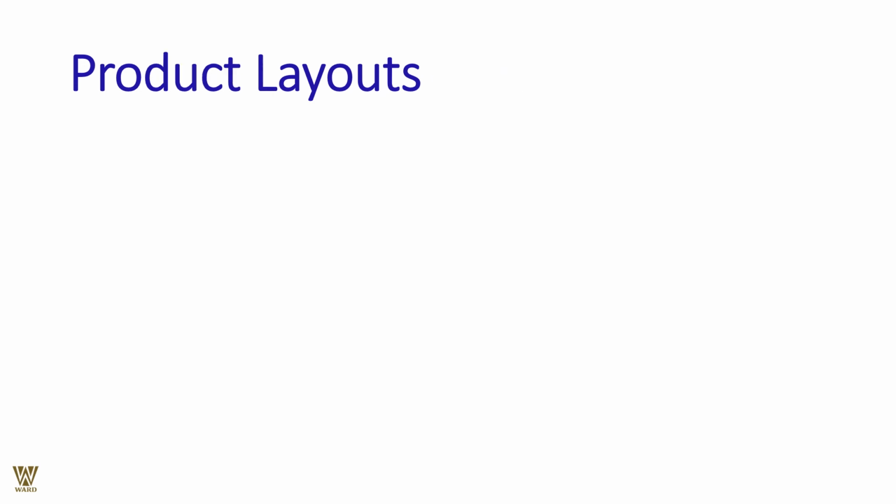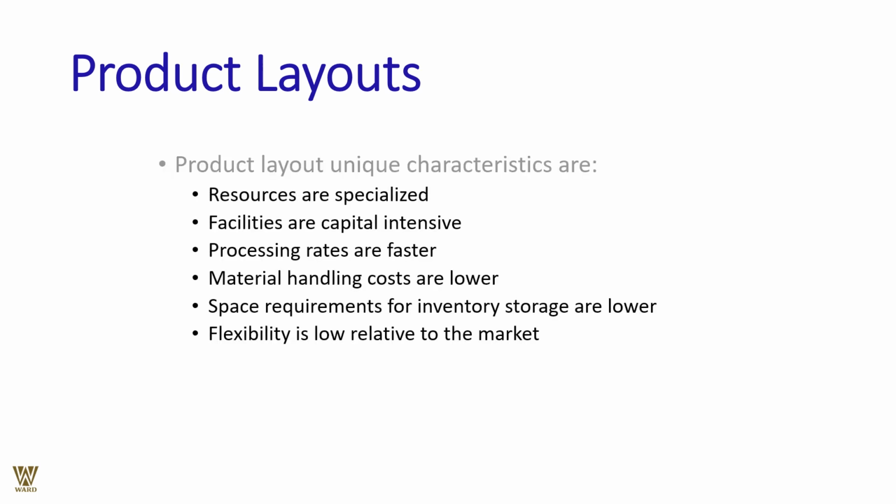Now let us come to the product layout. What are we talking about in product layout? Remember, product layouts have unique characteristics. Why? Because resources are specialized for the unique product that we are making. Facilities are usually capital intensive. Processing rate, definitely, we are coming up with the product, unless it's a process where there's a service orientation. But in product layout, processing rates are faster, because many times it is a standard product, and many times the standard product has a little variation, as with the shampoo example that you can notice. Material handling cost definitely is lower.